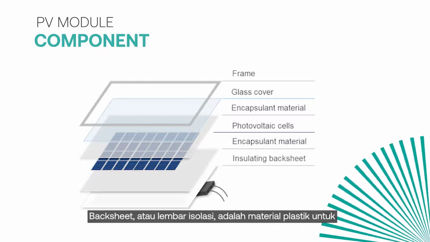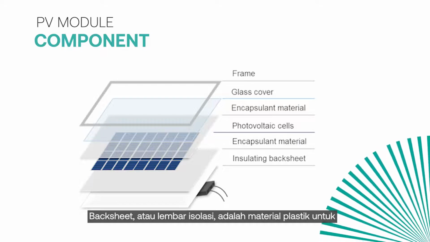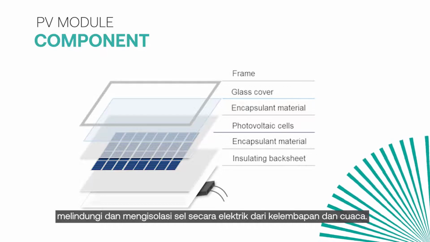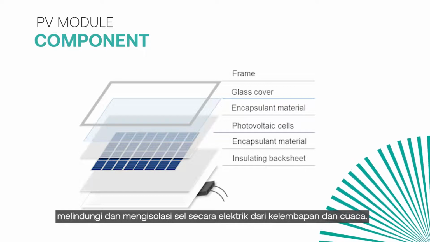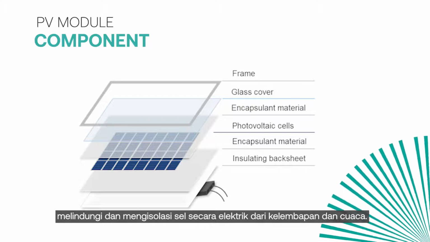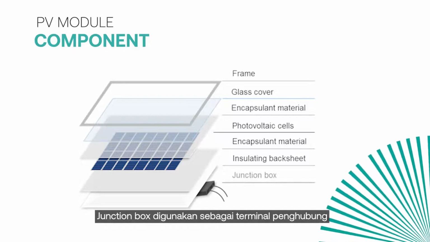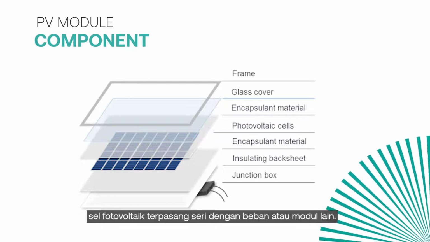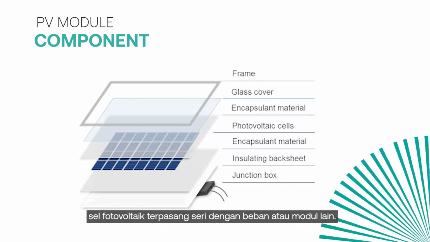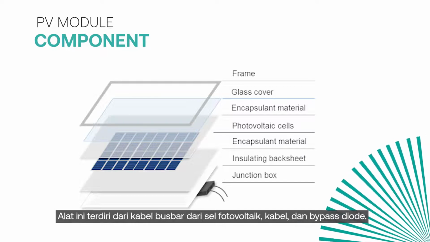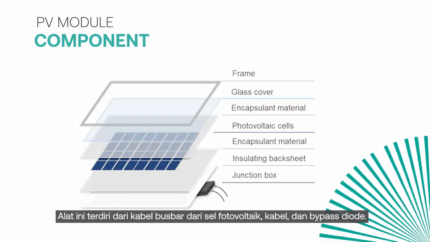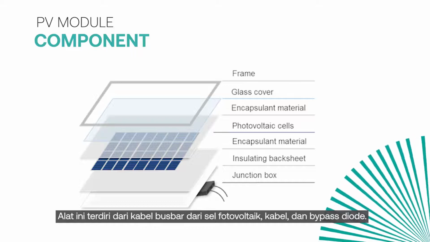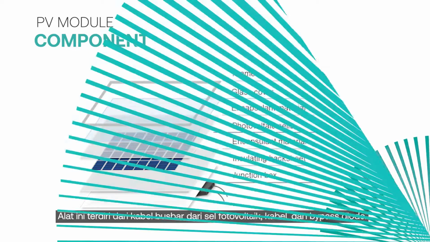Backsheet or insulating sheet is made of plastic material to protect and electrically isolate cells from moisture and weather. Junction box is used as connecting terminal between a series of photovoltaic cells and load or other modules. It contains a busbar wire from a series of photovoltaic cells, cable, and bypass diode.